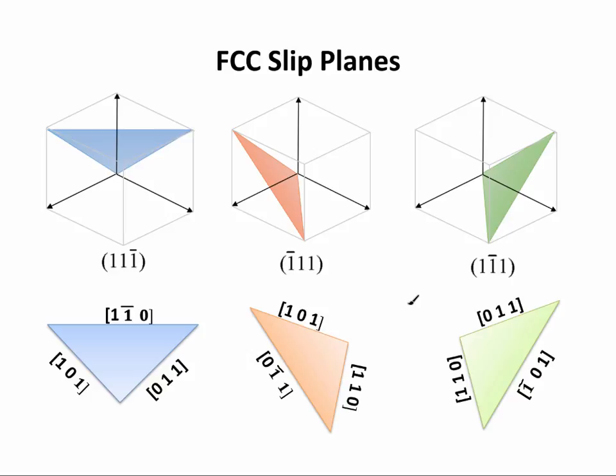So total, the FCC crystal has 4 slip planes, these 3 here, and then the one on the previous slide, and each of these has 3 close-packed directions. Each of these directions in this plane would be a slip system, which means that there are 3 slip systems per plane. So 3, 6, 9, and then the 3 from the previous page means that there are 12 slip systems total for the FCC crystal. All these slip systems mean that materials with an FCC crystal structure tend to be more ductile.